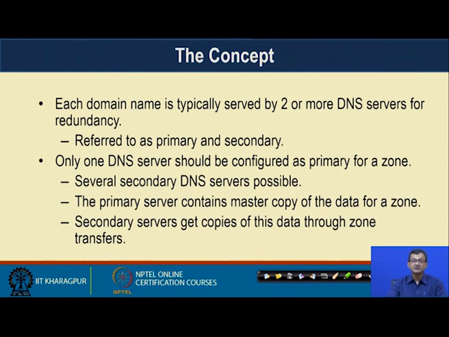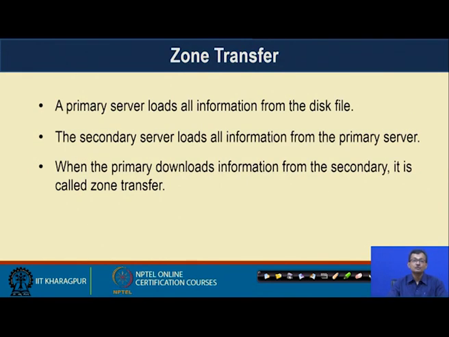So, there is an intermediate process, the zone transfer, which updates the secondary servers, right. There can be one or more secondary servers. Nevertheless the master record is with the primary, and the secondary server gets synced through the transfer of the zone from the primary to the secondary. In a zone transfer, a primary server loads all the information from the disk, and the secondary server loads all information from the primary server. So the zone transfer is required if there is a need like that.